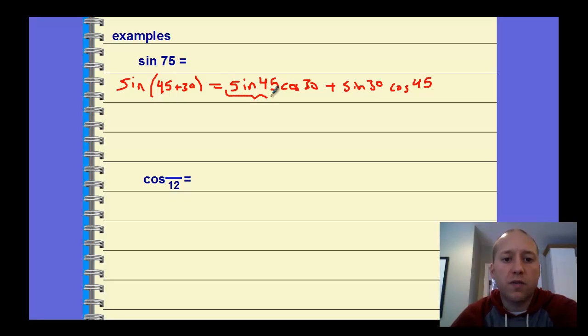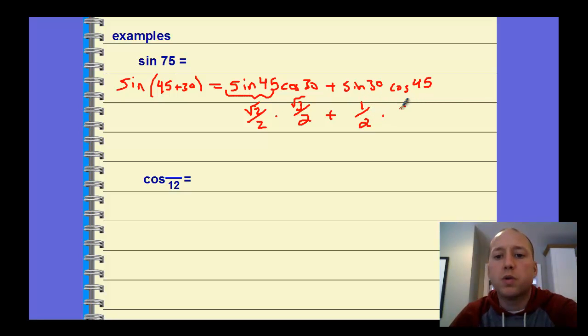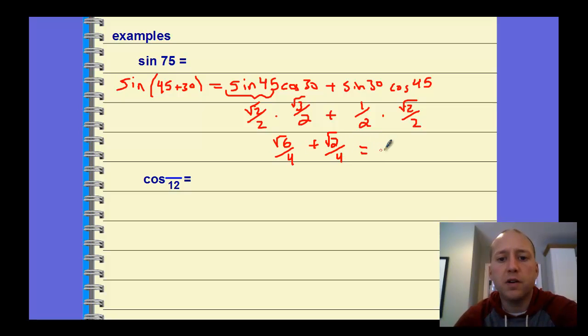What is the sine of 45? That's going to be root 2 over 2. I'm just using my right triangle trig, my unit circle. Cosine of 30 is square root of 3 over 2. Sine of 30 is 1/2. Cosine of 45 is root 2 over 2. And so we can multiply these together, each term. So then we get square root of 6 over 4, square root of 2 over 4. They already have common denominators, so I just write that as one fraction, the square root of 6 plus the square root of 2 over 4.